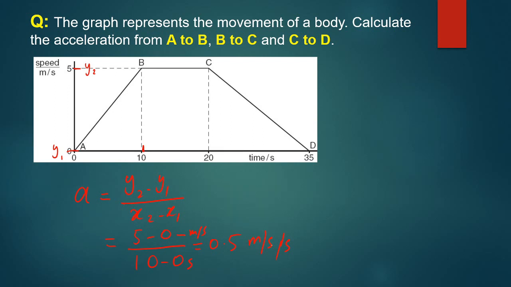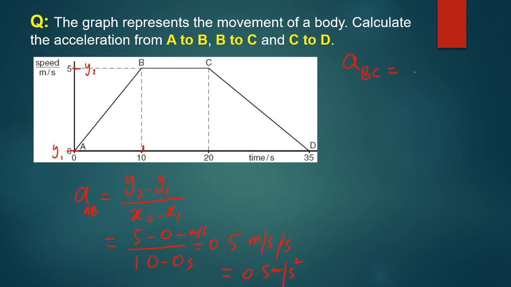So meters per second is going to be 0.5 meters per second squared. Now we can see the acceleration between A and B. Now we can find the acceleration from B to C.